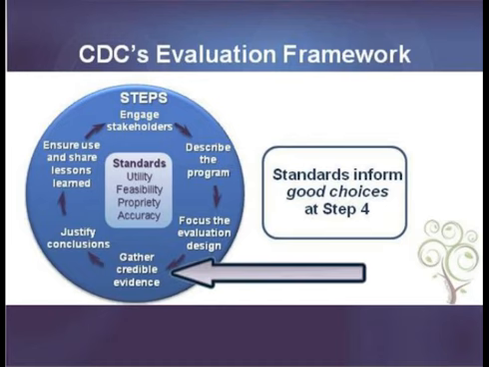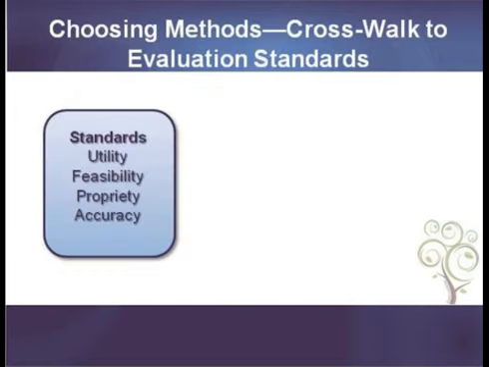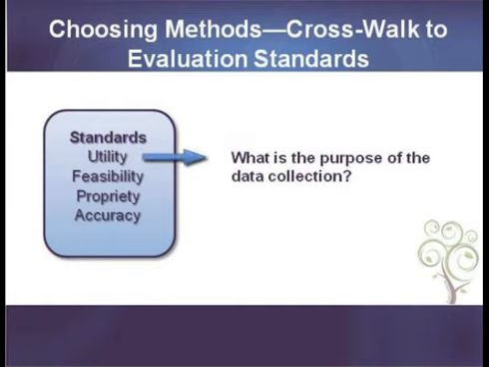How we decide which methods to choose is always going to be informed by our standards, just like everything else we do in our evaluation framework and all the other decisions we made in this focus step. Here are some of the common ways in which the standards play out. So our standards are utility, feasibility, propriety, and accuracy. As it relates to choosing data collection methods and sources, utility is going to ask, what is the purpose of the data collection? Does that lead us to choose this data source as opposed to another?